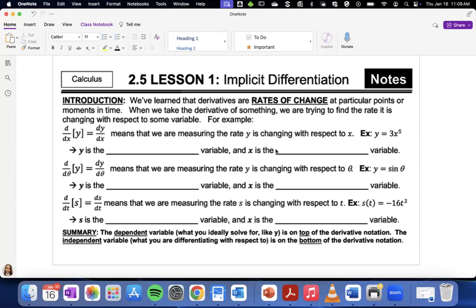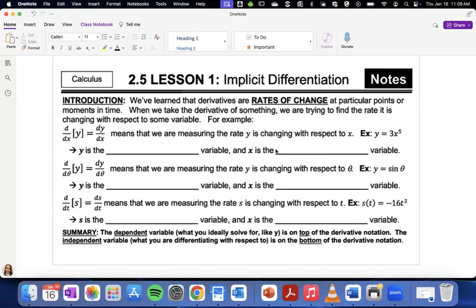So for example, you'll see something like y equals 3x to the fifth, okay? What about this? D over d theta, right? That's the derivative of y with respect to theta, right? So did I say with respect to y? I meant with respect to x. I'm sorry. Let me go back to this one. Derivative with respect to x of y. This is the derivative with respect to theta of y.